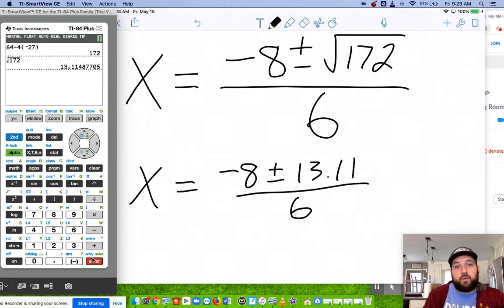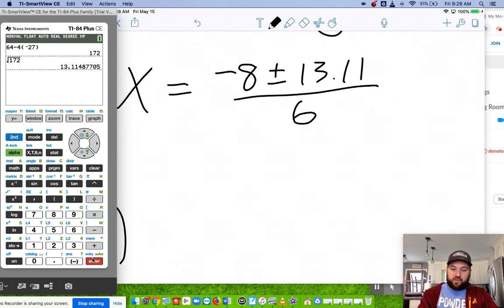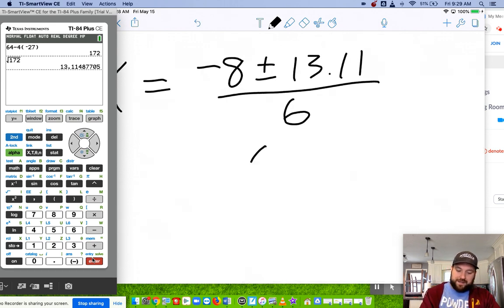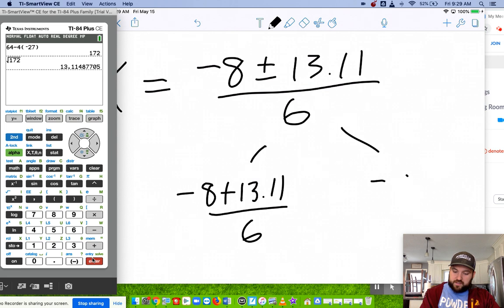Now that I have it written like that, there are actually two solutions there. In order to find those solutions, I'm going to break this fraction up into two separate fractions. I'm going to do negative 8 plus 13.11 divided by 6, and the other solution is negative 8 minus 13.11 divided by 6.